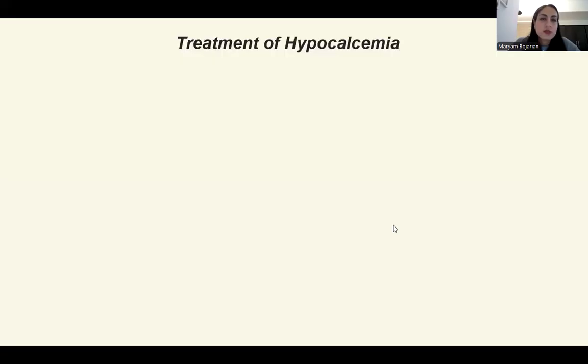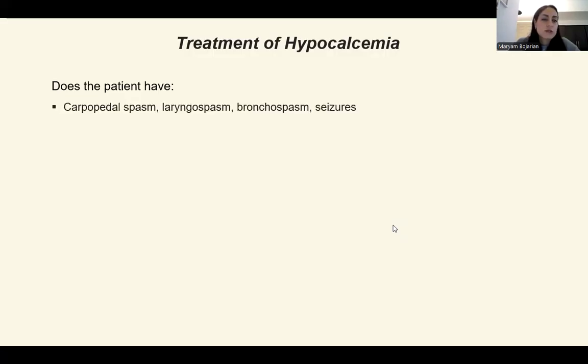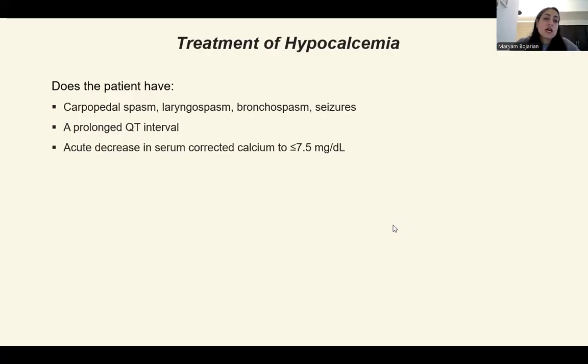Okay, regarding the treatment of hypocalcemia, just a quick review. Always ask yourself if your patient has carpopedal spasm, laryngospasm, bronchospasm, or seizures, if your patient has a prolonged QT interval, or if your patient has an acute decrease in serum corrected calcium to less than or equal to 7.5 milligrams per deciliter. Why are these criteria important? Because we treat with IV calcium, not the calcium injection, it's the IV calcium.